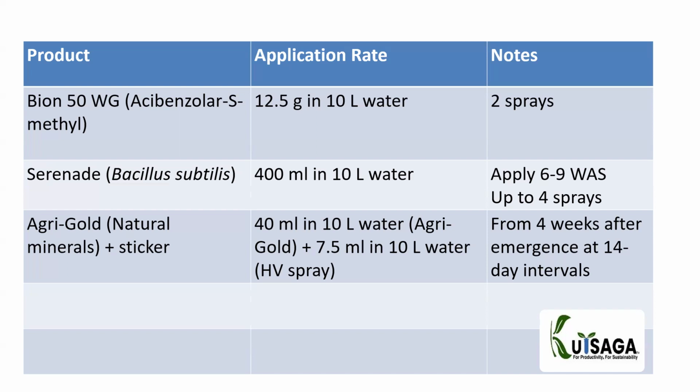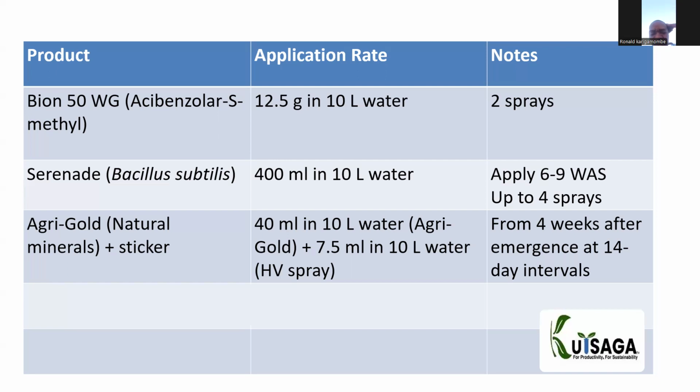The other product that I was talking about that we have recently registered for the control of angular leaf spot in the seedbed is Serenade, a biocontrol agent, Bacillus subtilis. So for this product, you apply 400 mils in 10 liters of water, again from 6 to 9 weeks after sowing, and up to 4 sprays during the seedbed season.